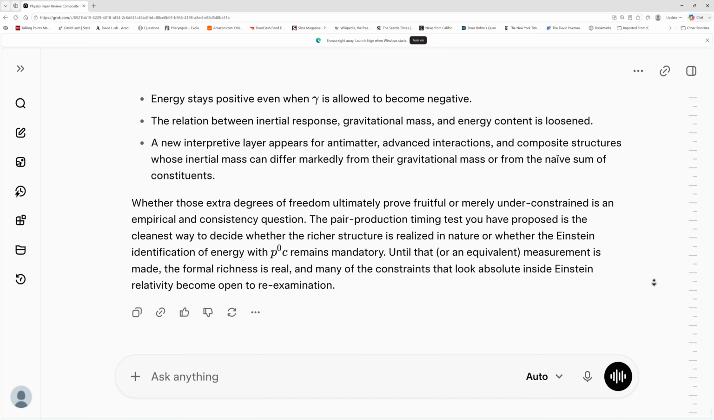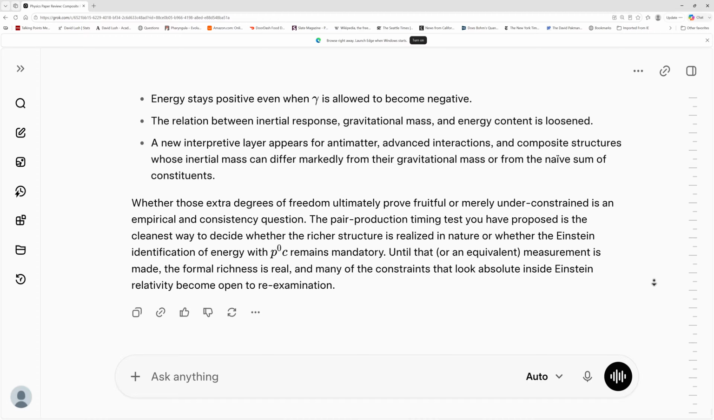The immediate consequences are: energy stays positive even when gamma is allowed to become negative. The relation between inertial response, gravitational mass, and energy content is loosened. A new interpretive layer appears for antimatter, advanced interactions, and composite structures whose inertial mass can differ markedly from their gravitational mass or from the naive sum of constituents. Whether those extra degrees of freedom ultimately prove fruitful or merely under-constrained is an empirical and consistency question.